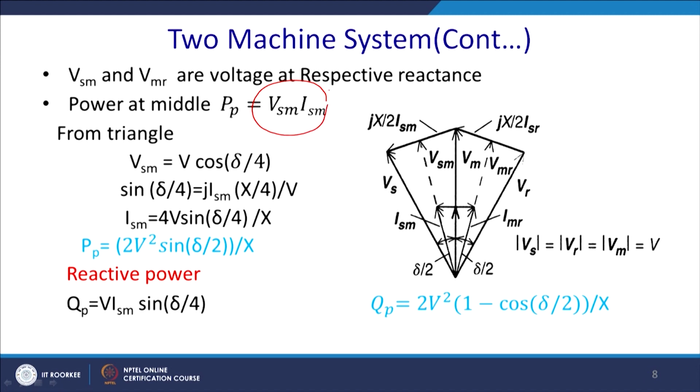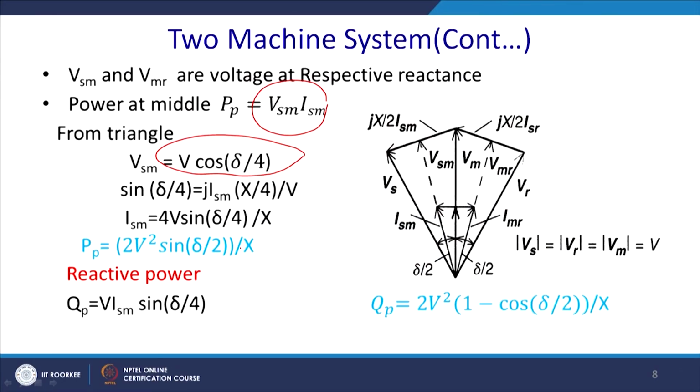From there we can see that if you multiply, it becomes cos delta by 4, and thus the power becomes 2 V square sin delta by 2 over x. So, what happened here? Although the angle is decreased, the power is also doubled. If you can increase the value of delta, because you had a restriction on delta, and you make delta a little bit more, you can also increase the power handling capability.